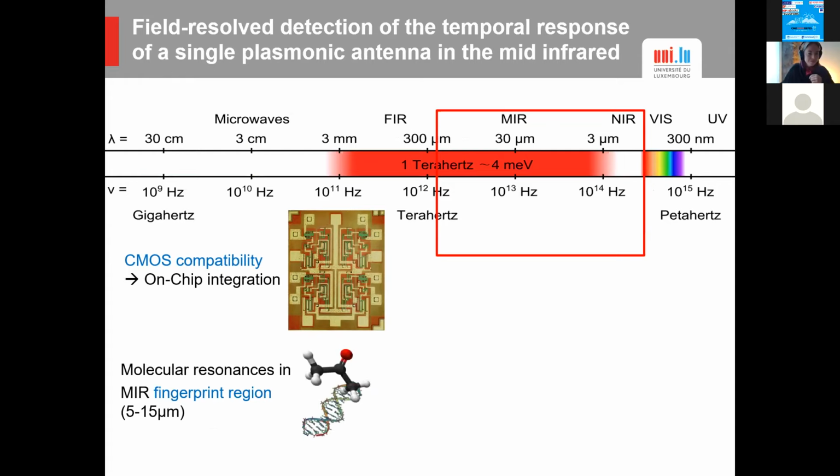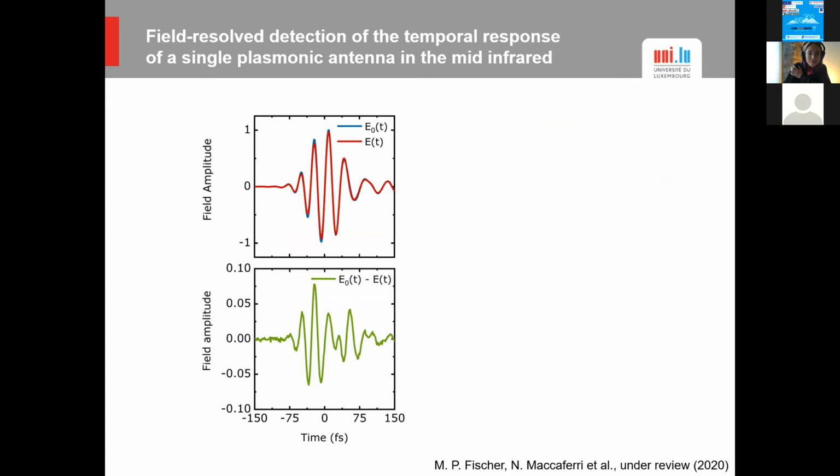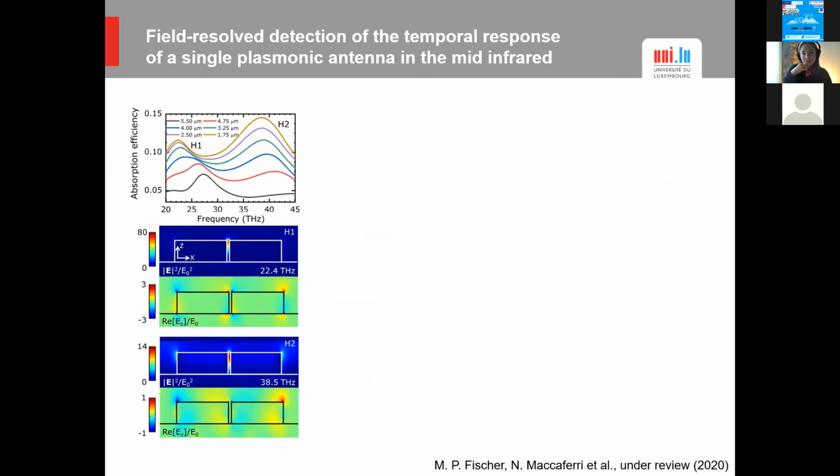And the point is, we develop these germanium antennas. So here, the main point is that in the time domain, we can measure the time resolved response of this antenna. So we can characterize in amplitude and phase our plasmonic resonances.